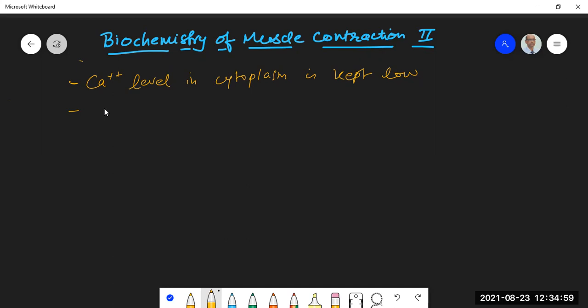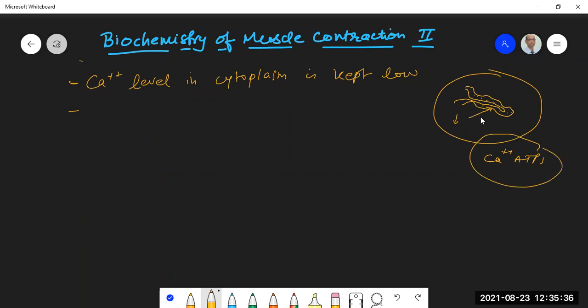And this gradient of calcium, if I have to draw it here, so this is, let's say, the sarcoplasmic reticulum, an extensive network of bilayered membrane. Here in the lumen, the calcium level is high, and in the cytoplasm, it is low. And this gradient is maintained by what? Calcium is continuously being pumped from the cytoplasm to the lumen by calcium ATPase. And there are calcium sodium exchangers also. With the help of these, calcium is continuously pumped in.